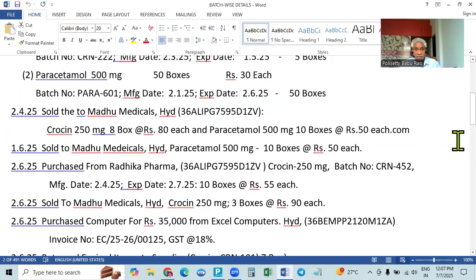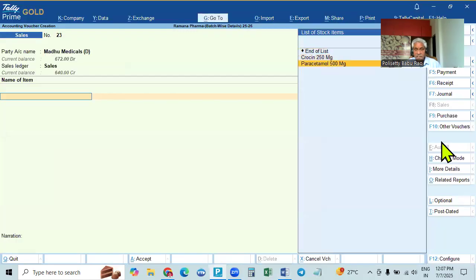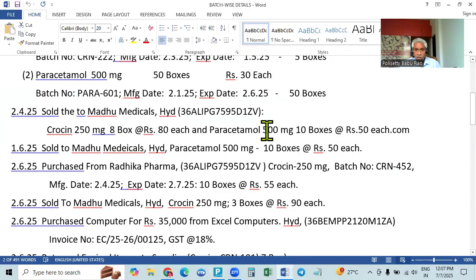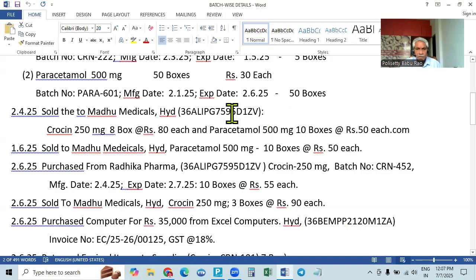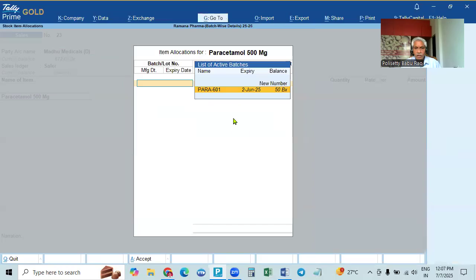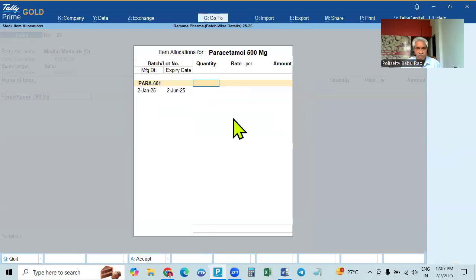Here 10 boxes, here 10 boxes. So paracetamol: out of 50 we purchased, 10 we sold already. We have 40. On 2nd June, 50. Okay. So out of 50, we already sold some. So this is the thing.